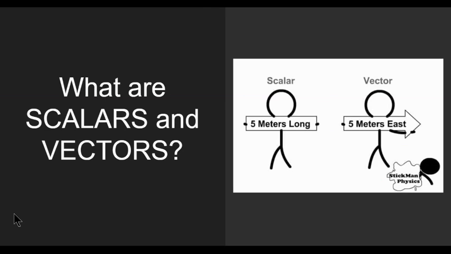What are scalars and vectors? Here we see Stickman Scalar holding up a sign. It says 5 meters long. And we see Stickman Vector holding up an arrow sign, and it says 5 meters east.